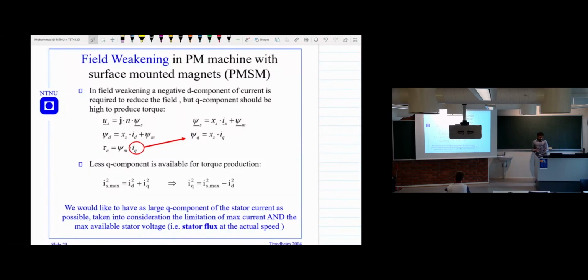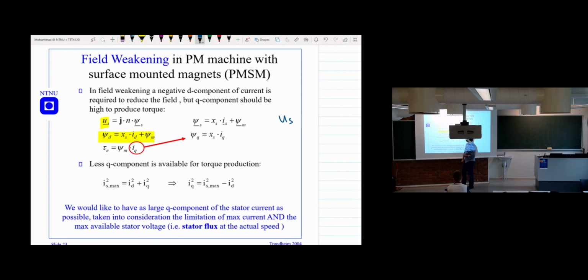So what we see is that we can apply field weakening when we need to. We have the current and the stator voltage, which is fixed because we have the converter, and the converter cannot supply more than rated voltage. So we have a fixed voltage. From this equation we see that psi s, the stator flux, is limited by the stator voltage that we can apply from the converter.